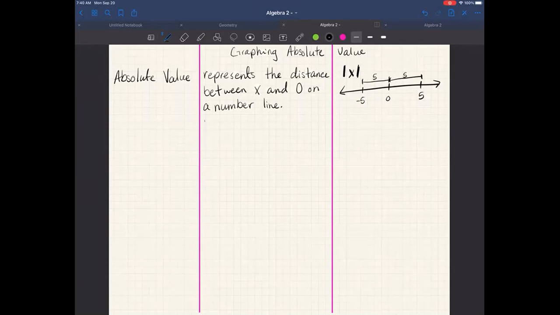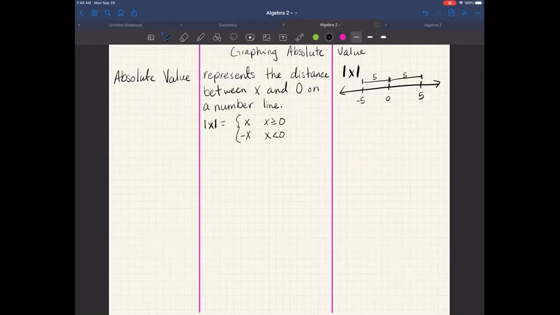So the absolute value is what's called a piecewise function. Does anyone remember what a piecewise function is? No? So a piecewise function is basically a function, but it has specific rules depending on what your x value is. Okay, so for example, if x is positive, your x is going to be greater than or equal to 0. If your x is negative, you'll have x is less than 0.